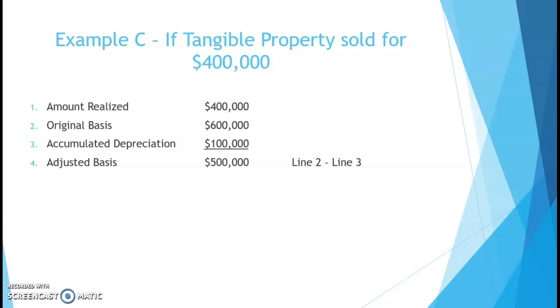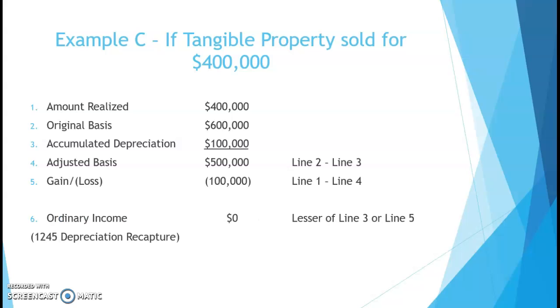This time we would get a loss of $100,000 by subtracting the $400,000 amount realized from the $500,000 adjusted basis. Because we have a loss in this case of $100,000, we won't be able to capture a 1245 depreciation recapture, because depreciation recapture does not apply to losses. As a matter of fact, because we have a loss, that entire loss will be classified as a 1231 loss.